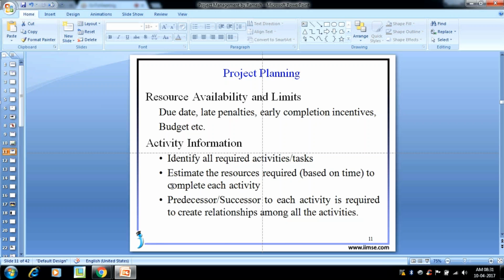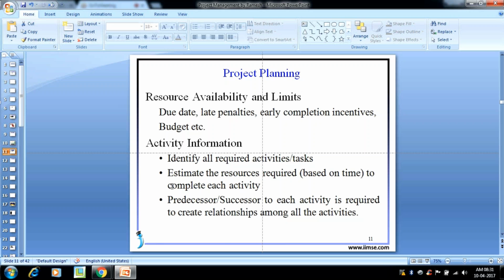And activity information. Identify all required activities. That means in our project what are the activities we have. First we should know clearly. Estimate the resources required to complete each activity. The activity whichever we have to complete, that means what are the resources we require, and also how much time it will take to complete. Actually, when can we estimate this? If we have some experience in that field, then only we can.